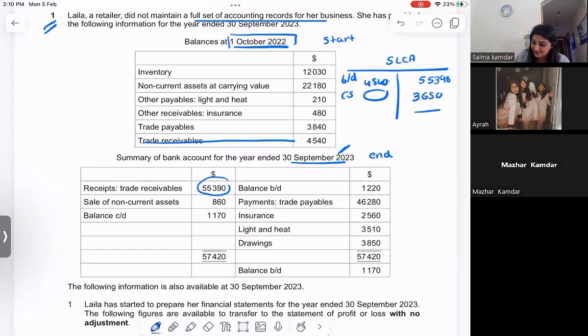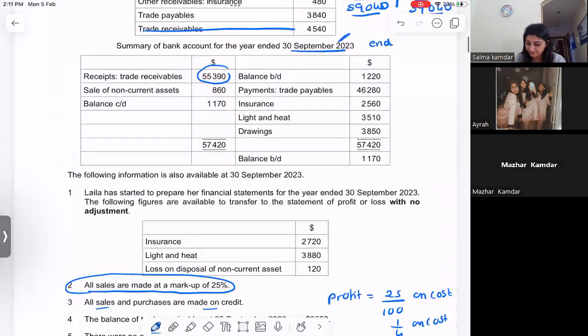So what is my credit sales? 55,390 plus 3,650 is 59,040, minus 4,540. So this is 54,500. Am I correct? Yes. So your credit sales is 54,500.